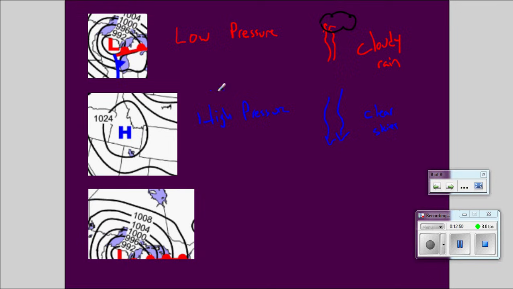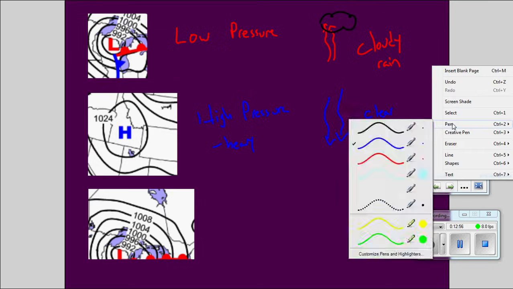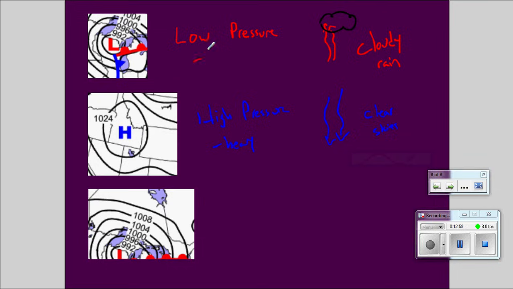The easiest way to remember the L and the H, think heavy, the air is sinking. L, think light, the air is rising. Light air that rises will form clouds and rain. Heavy air that's sinking will give you clear skies.